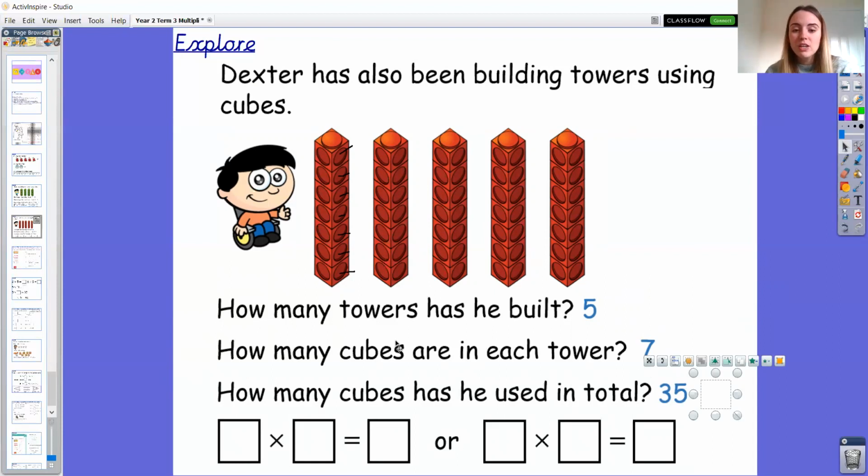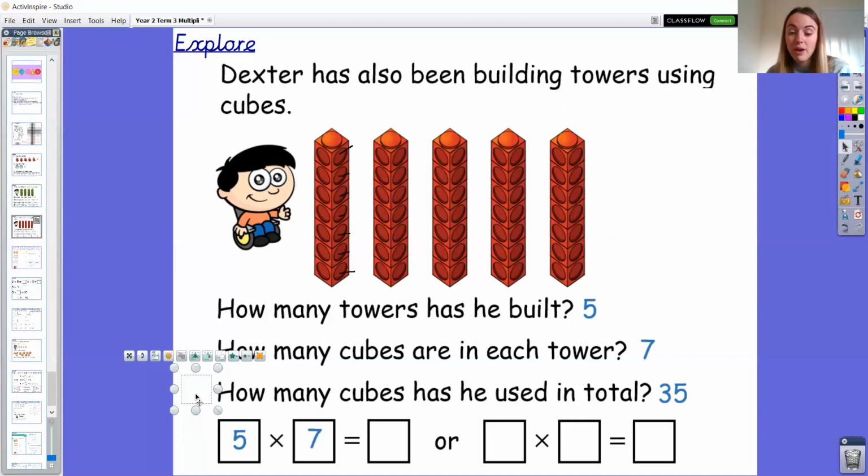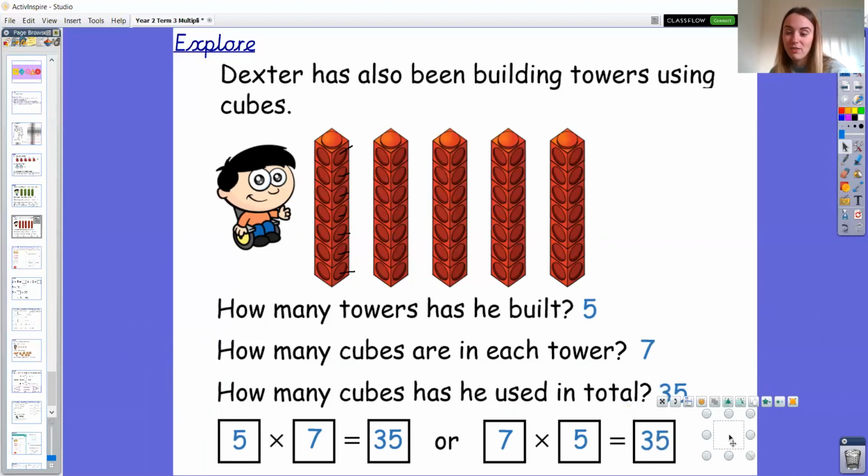Well done. So if we have a think about our multiplications, we could write this as 5 to show that there are 5 towers, times 7 because there are 7 cubes in each tower. And we know the product of 5 and 7 is 35, okay? And if we were to write the factor pairs in another way to show that it's commutative, we could write this as 7 times 5 equals 35. Brilliant, well done, Year 2.